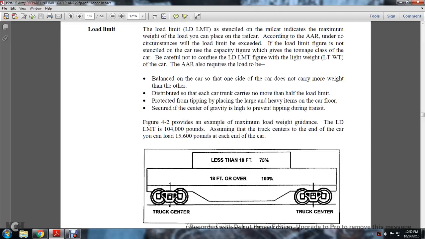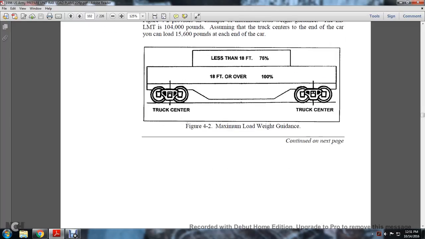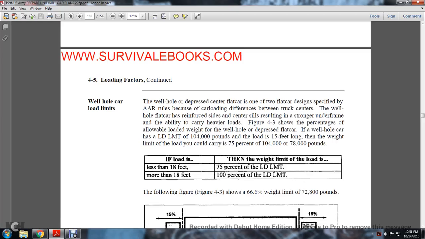Figure 4.2 provides an example of the maximum load weight guidance for a load limit of 104,000 pounds. Assuming the truck center is at the end of the car, you can load 15,600 pounds at each end of the car. Less than 18 feet, 75%; 18 feet and over, 100% maximum loading weight guidance.